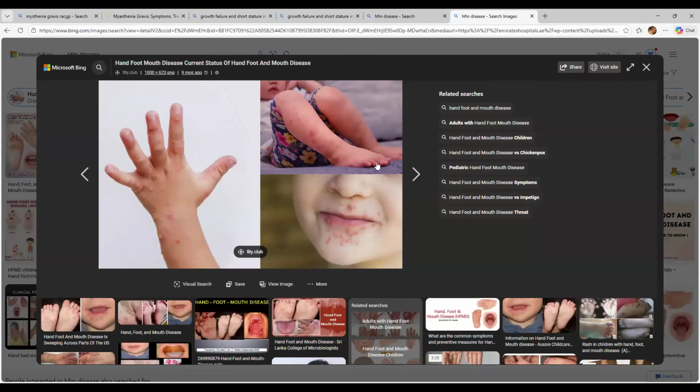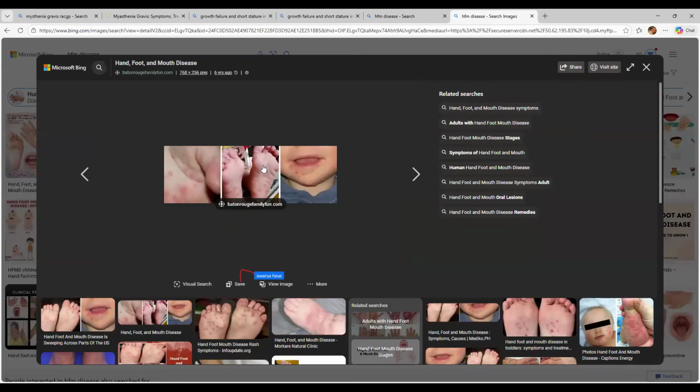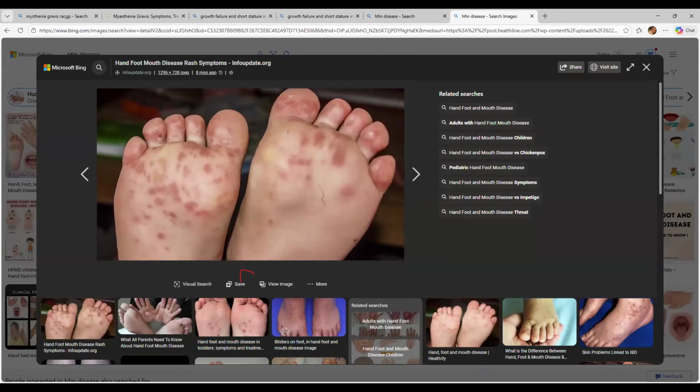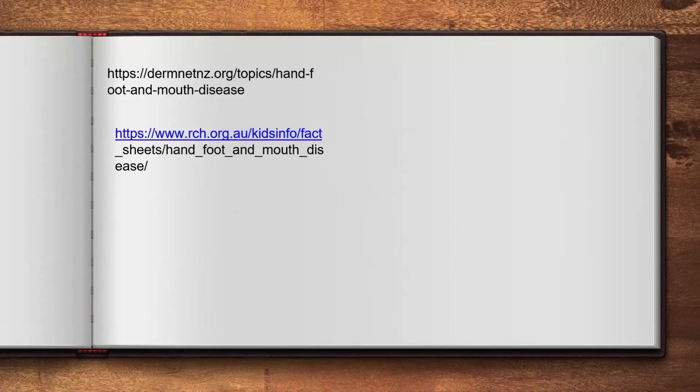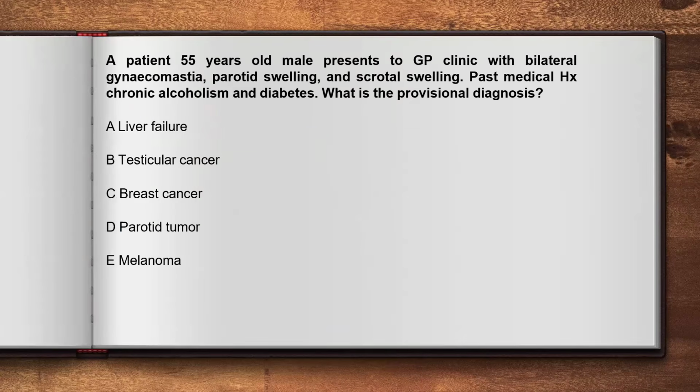Let me show you guys the picture of hand-foot-mouth disease. Have a look at the slide. So these are the lesions. It's like blistery lesions on hand, foot, mouth, in the palms as well, on the soles like this. Sometimes they're sore, sometimes they're not sore. So this is hand-foot-mouth disease. Very common in daycare-going kids here. All right. You can study it from RCH, you can study it from Dermatology, you can study it from JM. All are written quite well. All right. Next question.